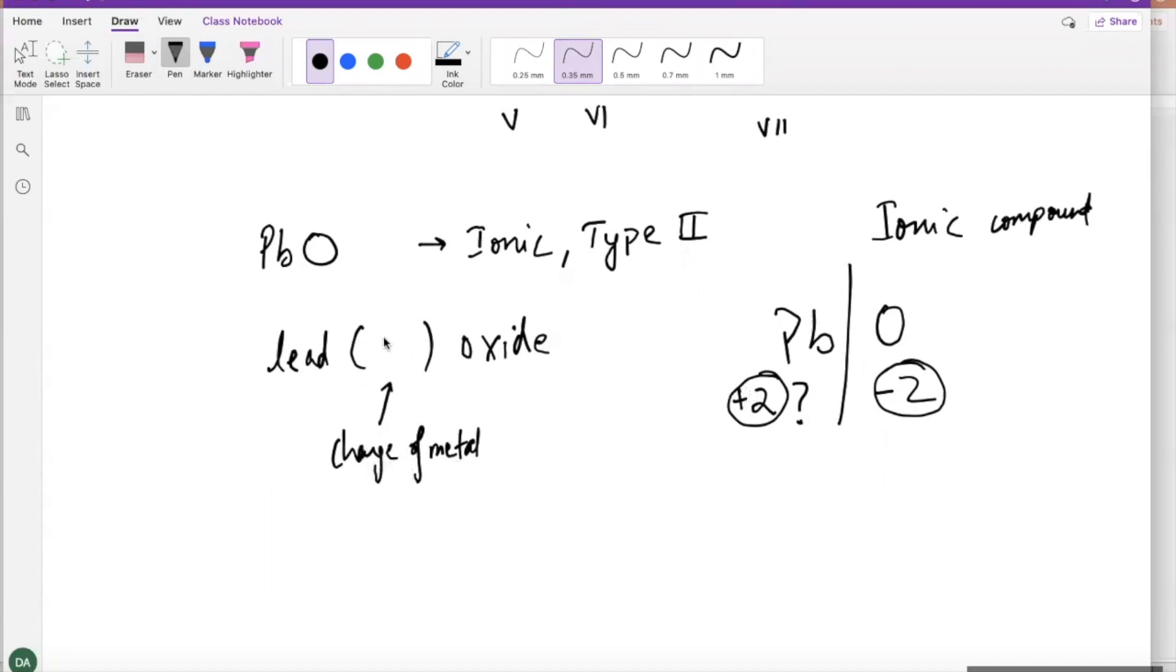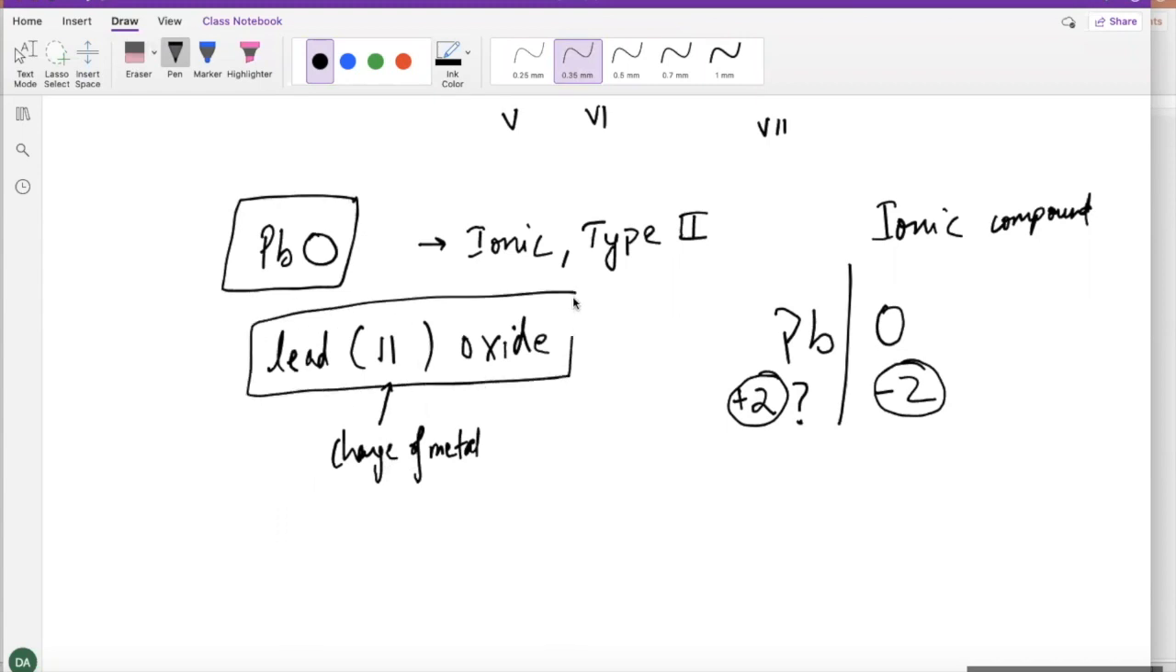How do I write 2? Can I just put 2 like that? No, that's going to be incorrect. What you need to do is use this symbol for 2. So that is lead(II) oxide. So that's going to be your answer. Okay, so if I ask you on the exam, what is the name of PbO? Lead(II) oxide is the name of PbO. So this is the formula, and this is the name.